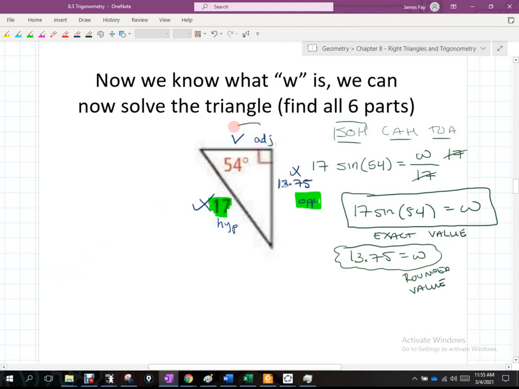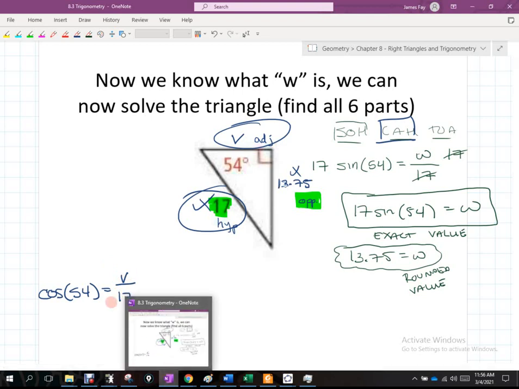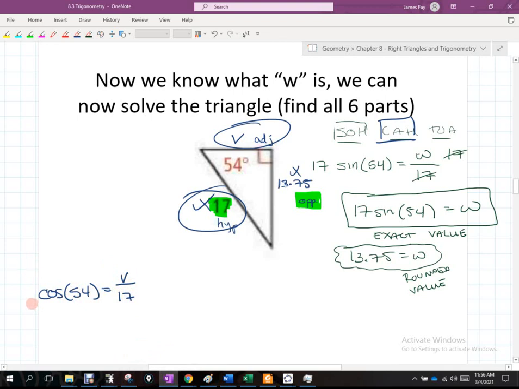So if I'm going to use the adjacent side, and I'm going to use the hypotenuse, which trig ratio uses adjacent and hypotenuse? So I'm going to use this one here, which is the cosine, right? So I'm going to go cosine of the 54 degrees is equal to adjacent divided by hypotenuse. What are you going to multiply both sides by? 17. So 17 cosine 54 is equal to V.